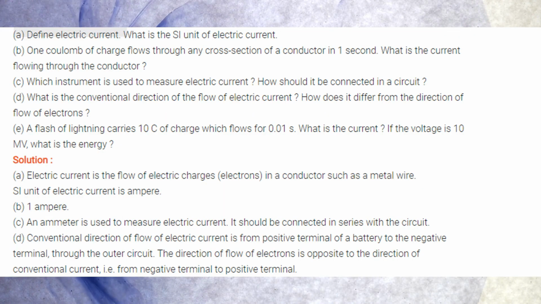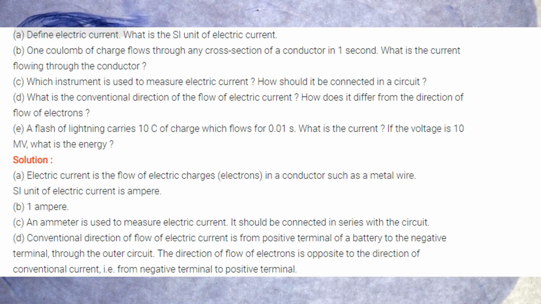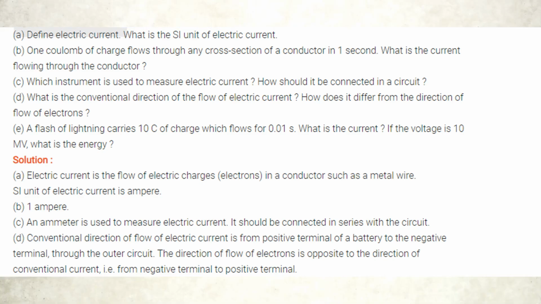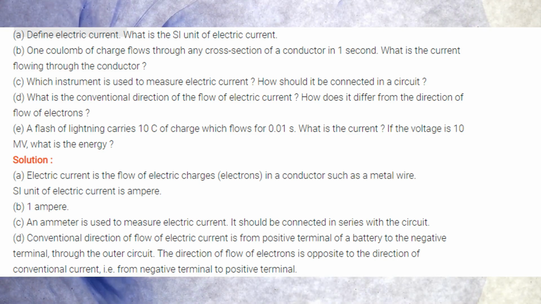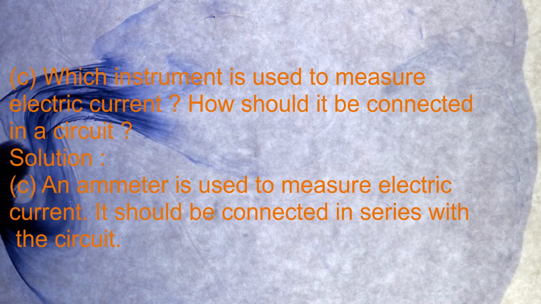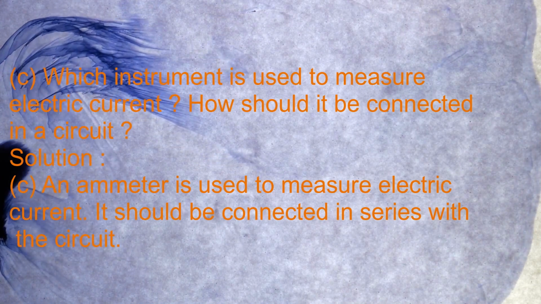Define electric current. What is its SI unit? Solution: electric current is the flow of electric charges, electrons, in a conductor such as a metal wire. SI unit of electric current is ampere. 1 coulomb of charge flows through any cross-section of a conductor in 1 second. What is the current flowing through the conductor? Solution: 1 ampere.